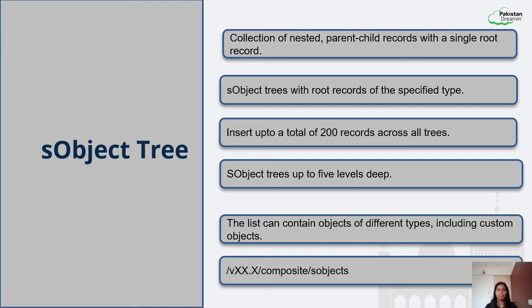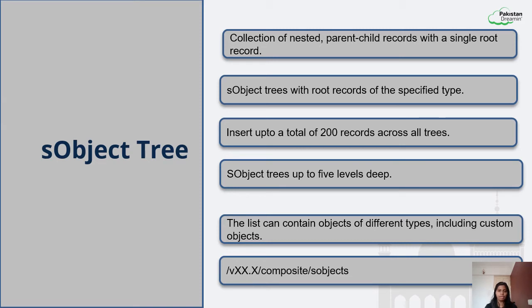So for instance, you are trying to insert an account record and the related contact records and some child records which are related to the contact like that. You can have up to 5-level deep relationships and the root here is the account record. You can insert up to a total of 200 such related tree records. Then the list can contain objects of different types, including custom objects. Get, delete, patch, and post are the possible methods, and the URL will be API version followed by composite followed by tree.